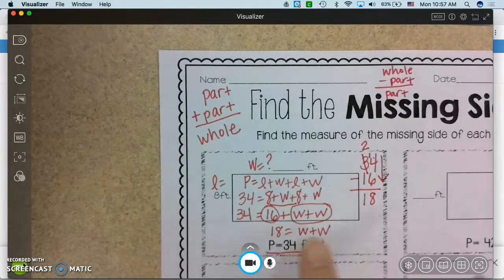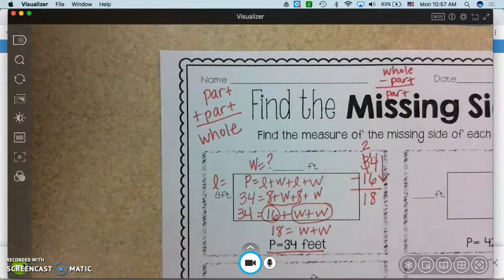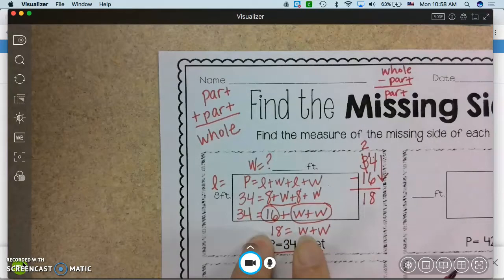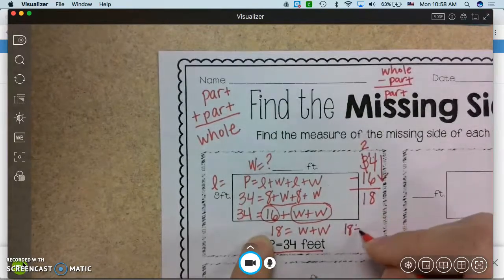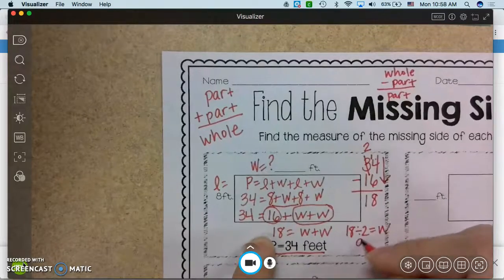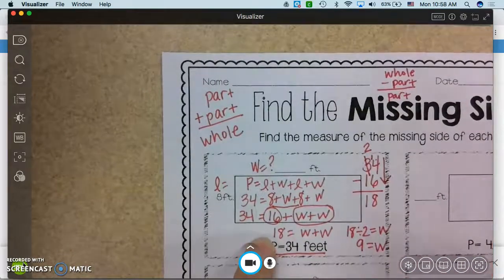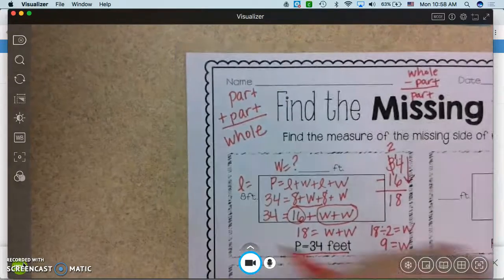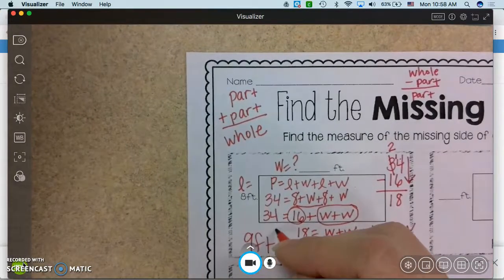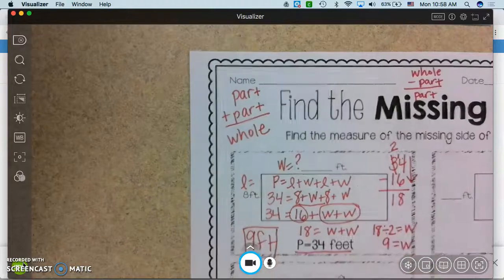What can you tell me about these 2 W's compared to each other? Since there's 2 and they equal 1 whole, they're each half. Each W is the same as the other W, right? Those W's are exactly the same. So I can take this 18 and divide it by 2. I'm going to divide it by 2 because there's 2 W's. And what is 18 divided by 2? 18 divided by 2 is 9. So my width is equal to 9. And it would be 9 what? 9 feet. Only area is squared, so your width would not be squared. Okay?